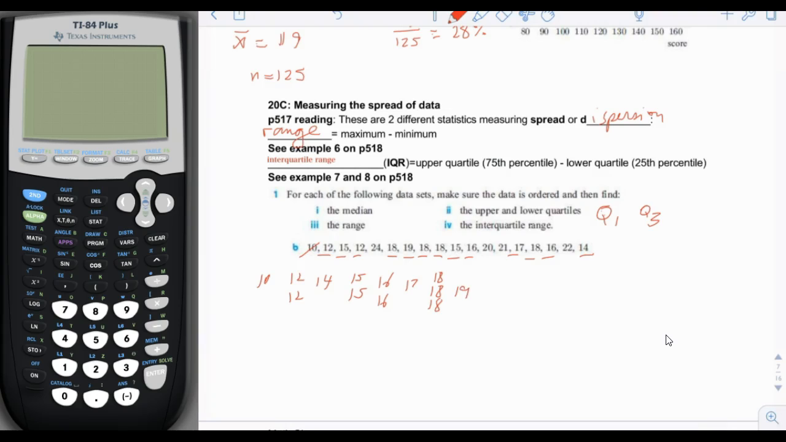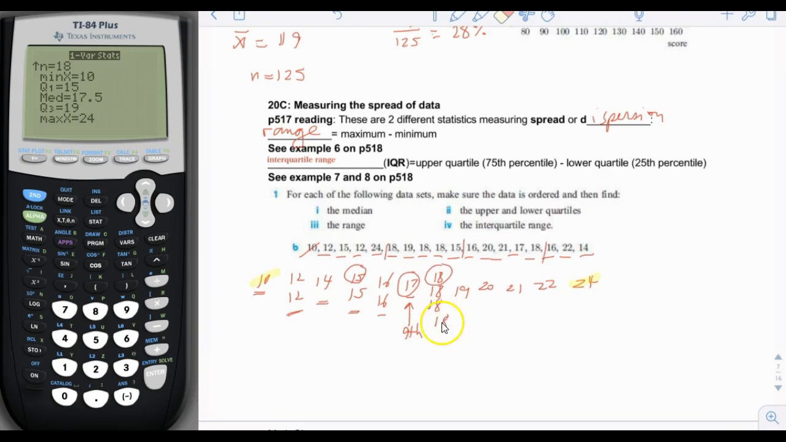Okay, then I got a 20, a 21, and a 22. 20, 21, 22, and last of all we got 24. So I put those in order first. And then I just noticed that I've forgotten a fourth 18. There's four 18s, right? 1, 2, 3, 4. So I put another one there.